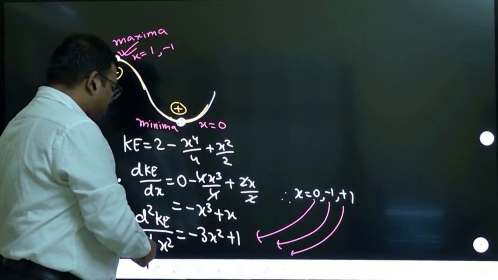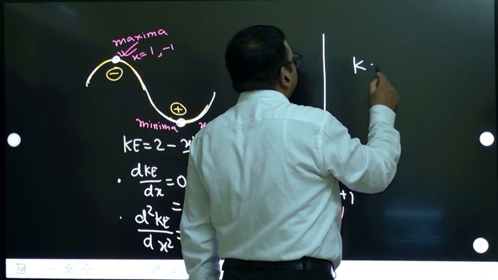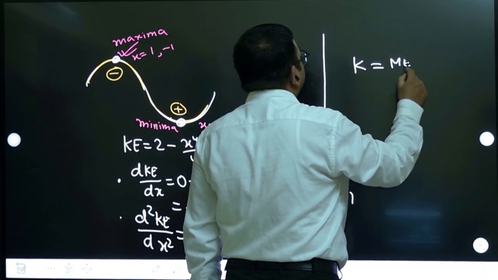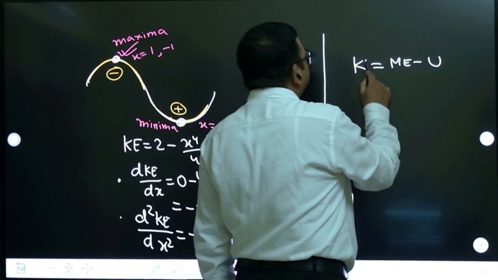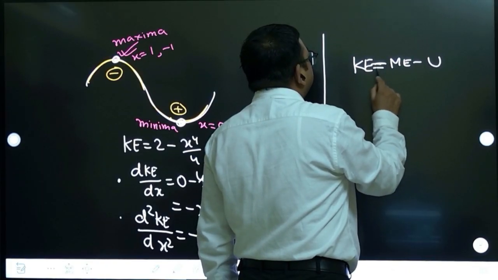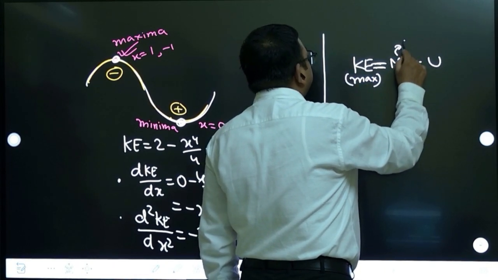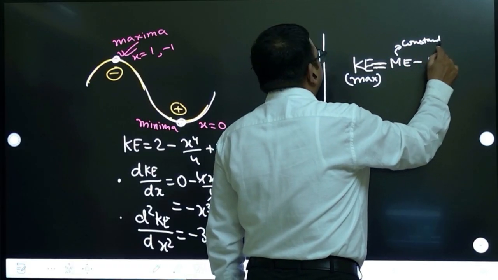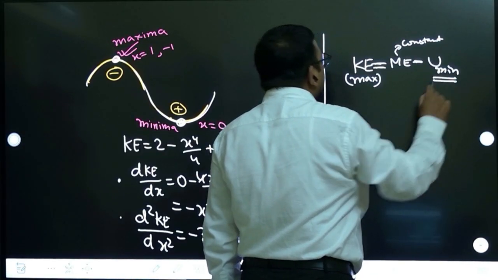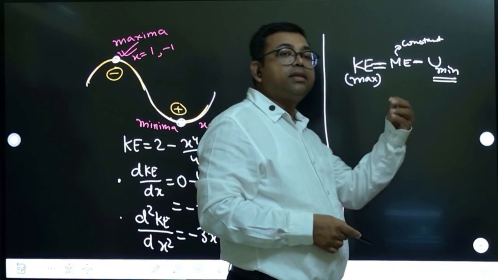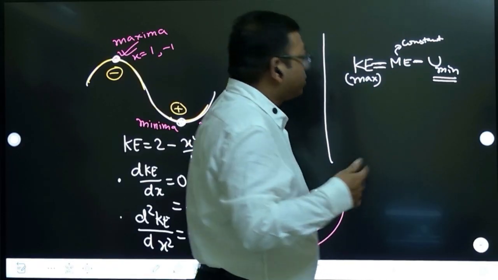See what you are doing, I will tell that. You are taking kinetic energy as mechanical energy minus potential energy, right? Now you want kinetic energy maxima. For that, mechanical energy is anyway constant, so you have to subtract something smaller. So you are taking this as minima. So what you are doing is you are trying to calculate potential energy minima. You want to find where the potential energy is minimum.